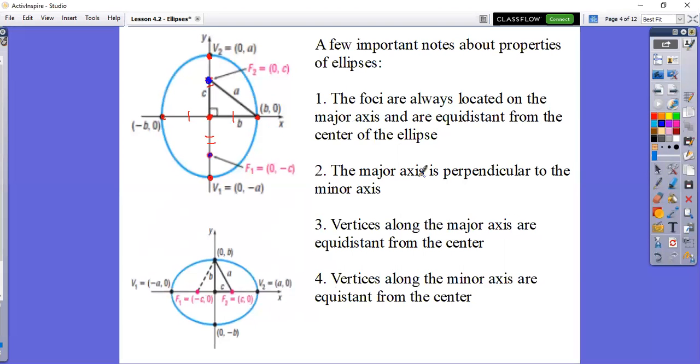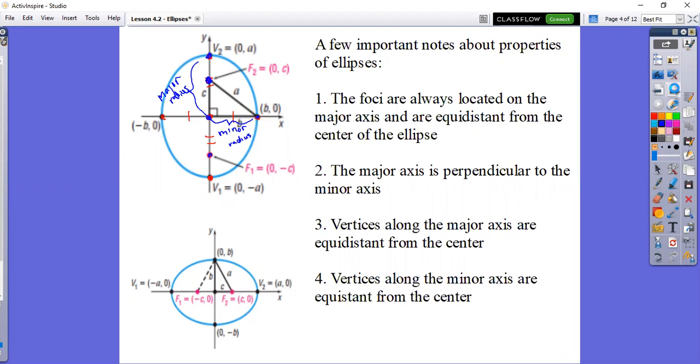The major and minor axes will always be perpendicular to each other. And the vertices along the major axis are equidistant from the center, and the vertices along the minor axis are equidistant from the center. That doesn't mean that these two things have the same distances as each other, but along the major axis, the distance from the center to a vertex, this measurement right here, would be the major radius. And then if I go in the other direction, the distance from the center to a vertex along the minor axis would be the minor radius.